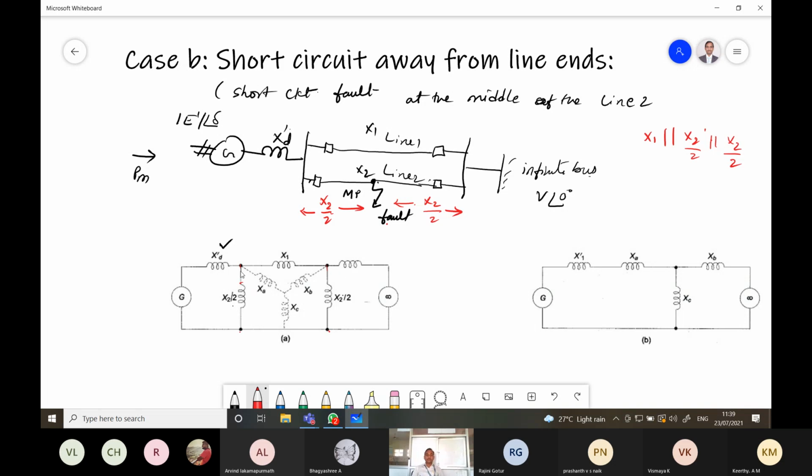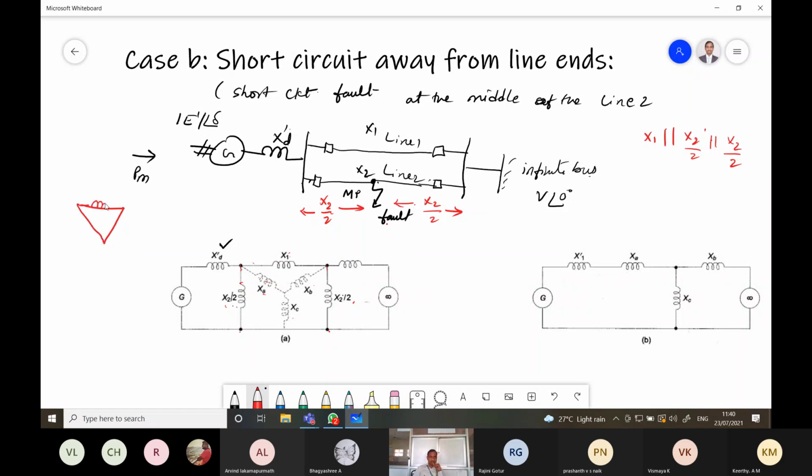This looks like a delta fashion. So now we need to convert this delta into star. X1 is there, x2 by 2 is there, and x2 by 2 is there. We convert these and we will get xa, xb and xc. The dotted line represents the delta we need to convert. Initially it is like a delta, like this.